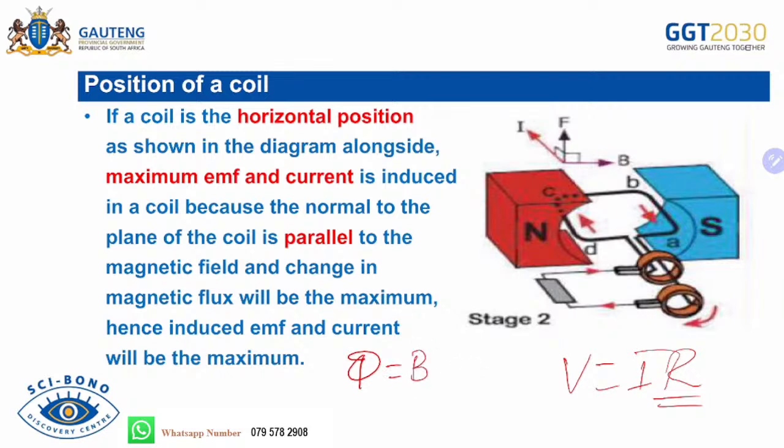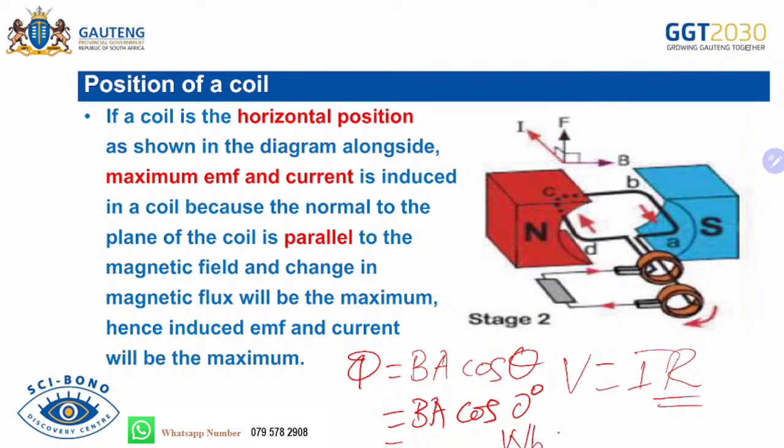The flux is BA cos theta, right? Our theta now will be 0 degrees, if the normal to the plane and the magnetic field are parallel to each other. And then we know that cos of 0 degrees, you can even press your calculator to confirm, is going to be 1. So this will be the maximum.